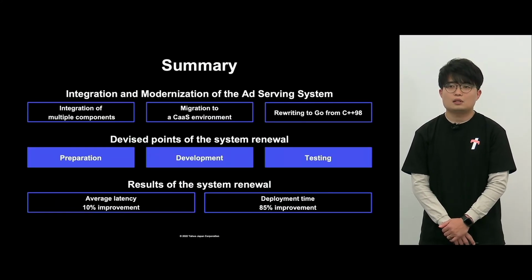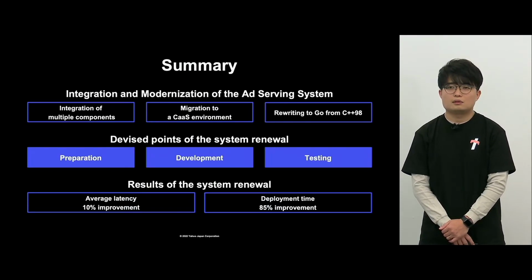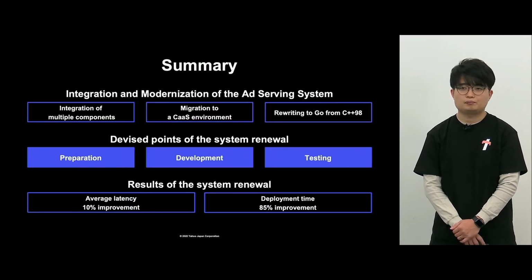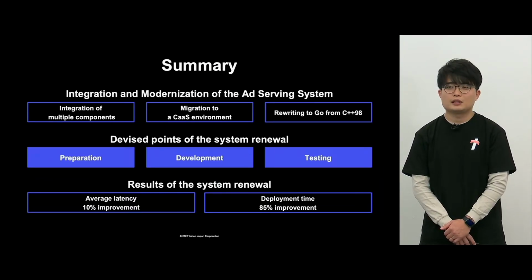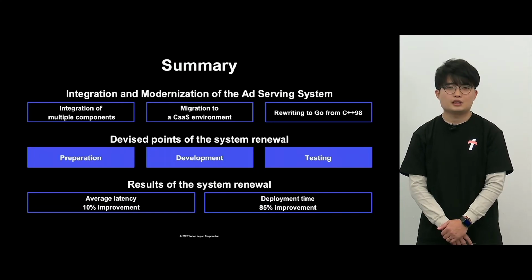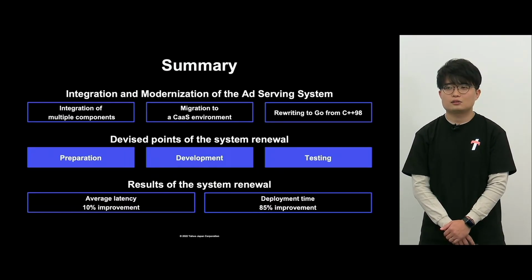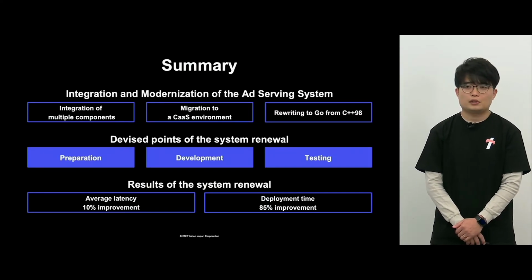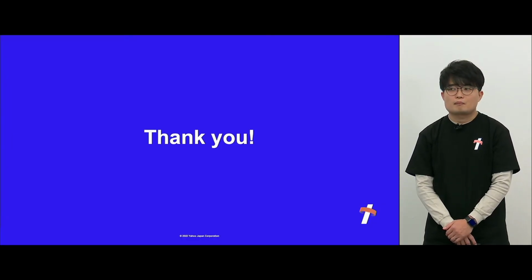So let me summarize. The consolidation of components of ad serving systems, migrating to a CaaS environment, and modernization of the development language were conducted. Within the presentation, I talked about preparation, development, and test. I focused on these three processes to be creative in system refresh. Through this, we were able to improve average latency by 10% and reduce release time by 85%. I hope that you will be able to pick up some hints from my presentation. Thank you very much.